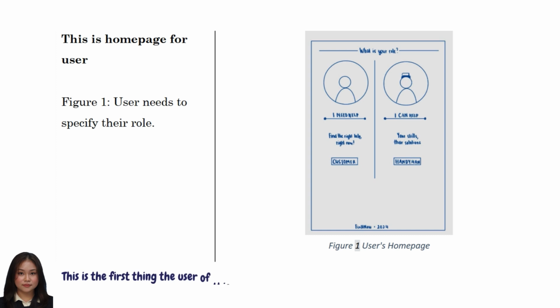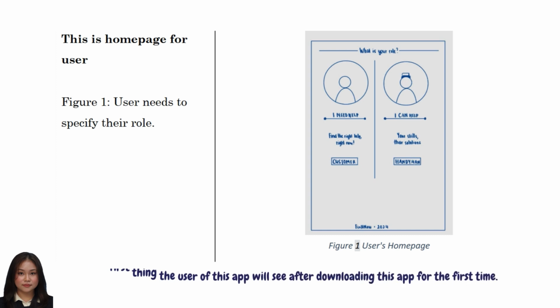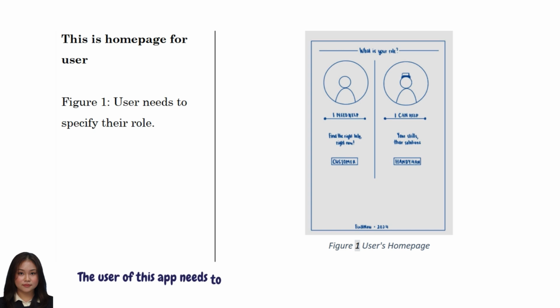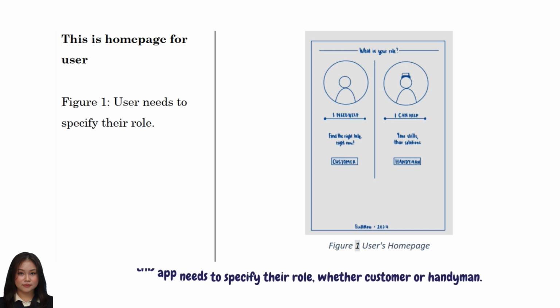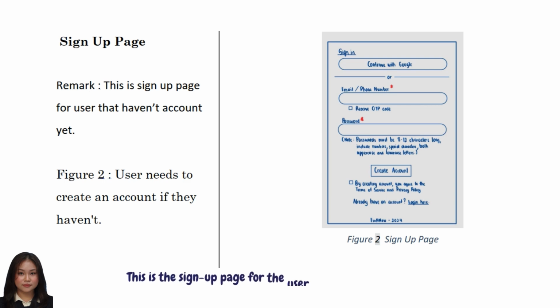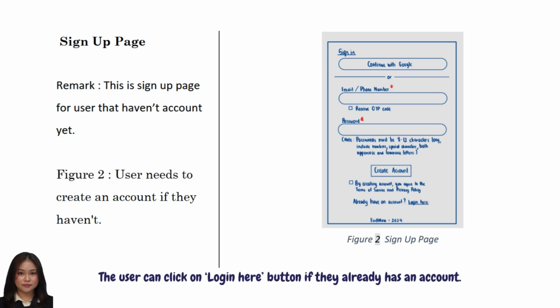This is the first thing that the user of this app will see after downloading this app for the first time. The user of this app needs to specify their role, whether a customer or handyman. This is the sign up page for the user who has no account yet. The user needs to create an account if they haven't. The user can click on the Log in here button if they already have an account.